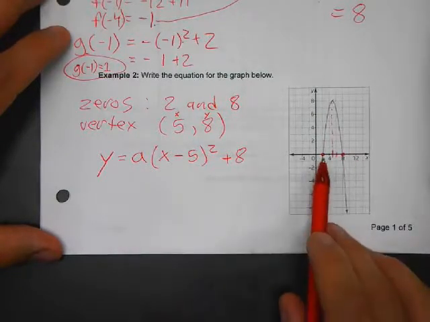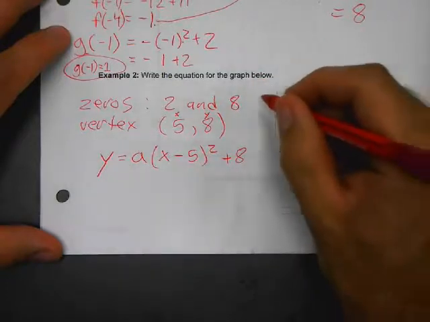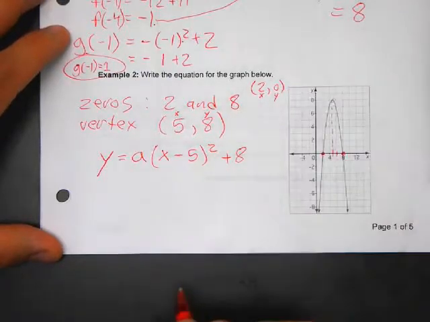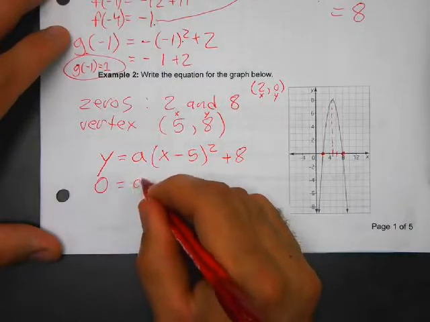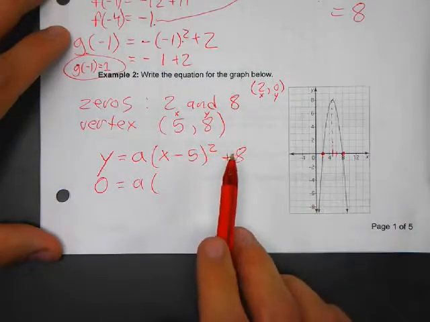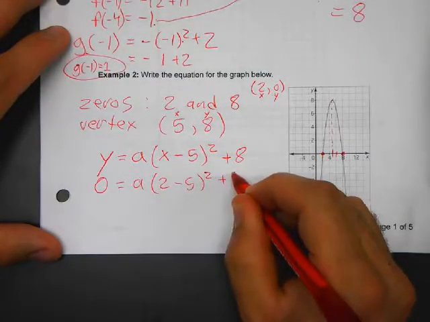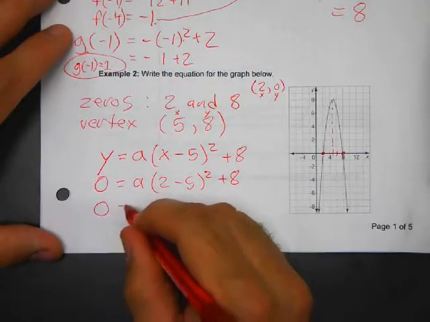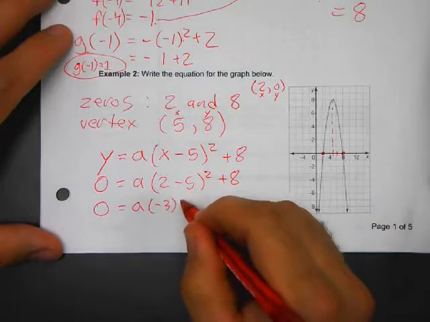So wait, let's just pick the first one. This point here would be 2, 0. So I'm going to write 2, 0. I'm going to use that as my point I'm going to put in. So the x is 2, the y is 0. So I'm going to put 0 here. A times X is 2, so I'm going to go 2 minus 5 squared plus 8. Next thing, we got 0 equals A. 2 minus 5 is negative 3. We still have to square it, plus 8.